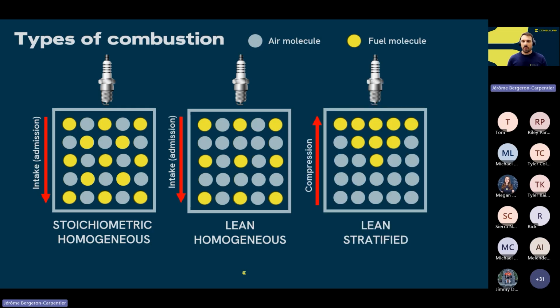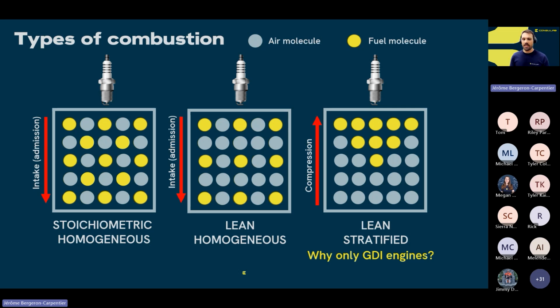And the last one that we're going to talk about is lean stratified. Lean stratified basically concentrates the fuel molecules close to the spark plug. Because of that local concentration of fuel molecules, we're still able to have a pretty good combustion, or even still have a combustion, even if we have a ratio that is super high in air molecules. And the difference now is that this type of mixture is going to happen during the compression.